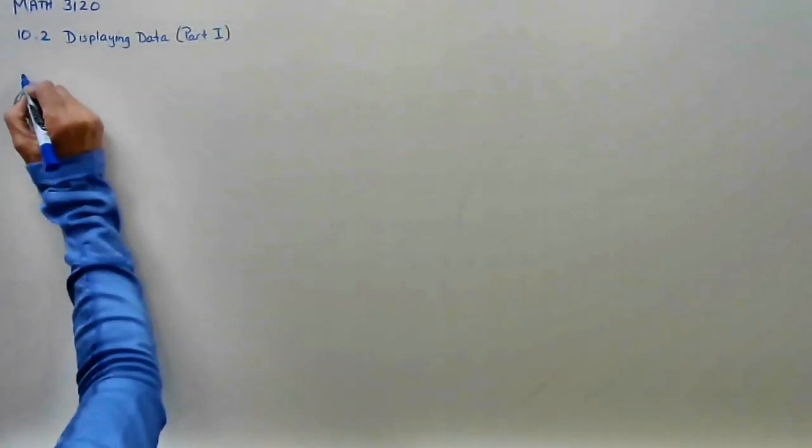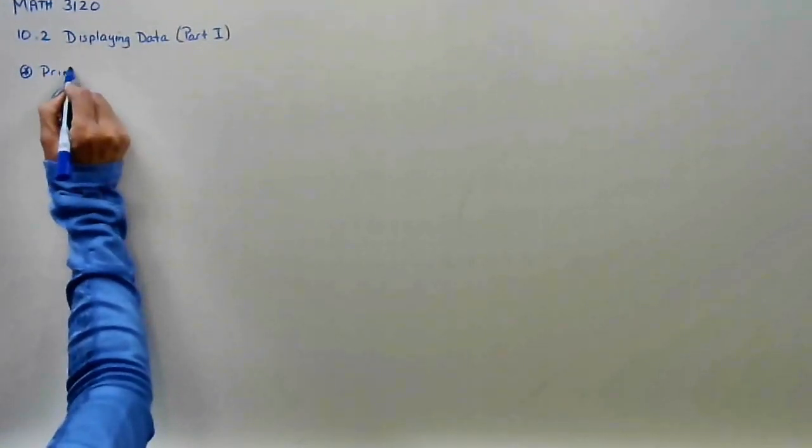Now that we've started looking into how to conduct an experiment with the elementary school students, and we gathered the data, now let's take a look. Part 2, or section 2, is displaying the data. So we're going to be doing this in 2 parts.